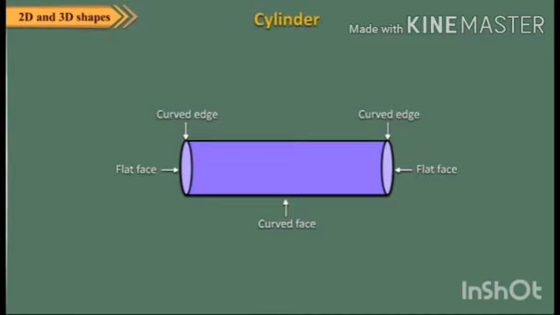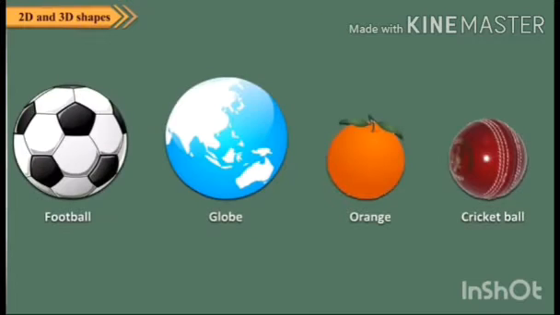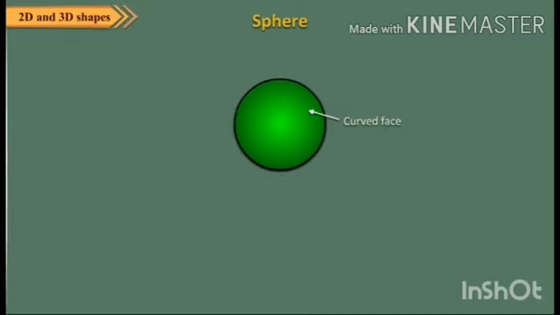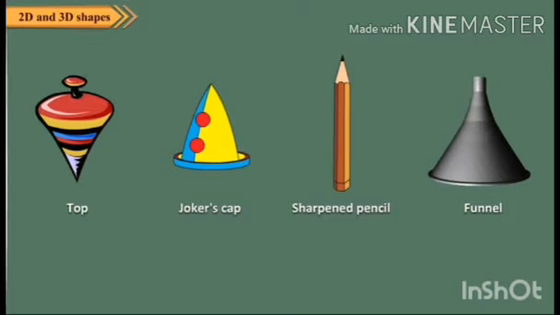Now see the next shape, that is the sphere. Here are a football, globe, orange, cricket ball. Which type of shape? A 3D shape, sphere. In the sphere there is only one curved surface, that is one curved face. So in the sphere there is only one curved face, and neither any plane surface on the sphere. Just see the example of the ball as an extra.